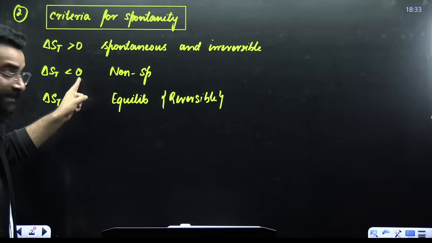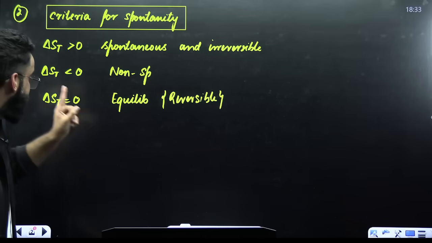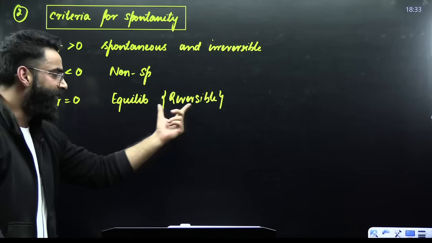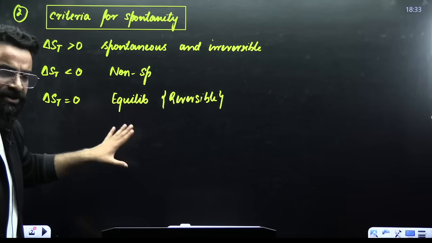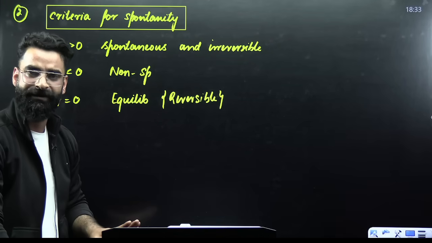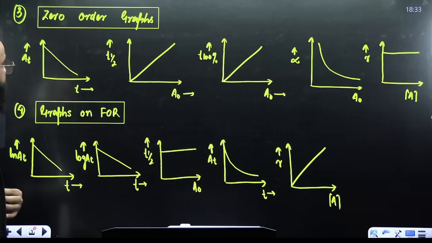If delta S total is less than 0, the process is going to be non-spontaneous. If delta S total is equal to 0, we say it's going to be reversible. Okay? This can be directly a statement-based question asked in your NEET 2026 examination. Moving on to the third concept.